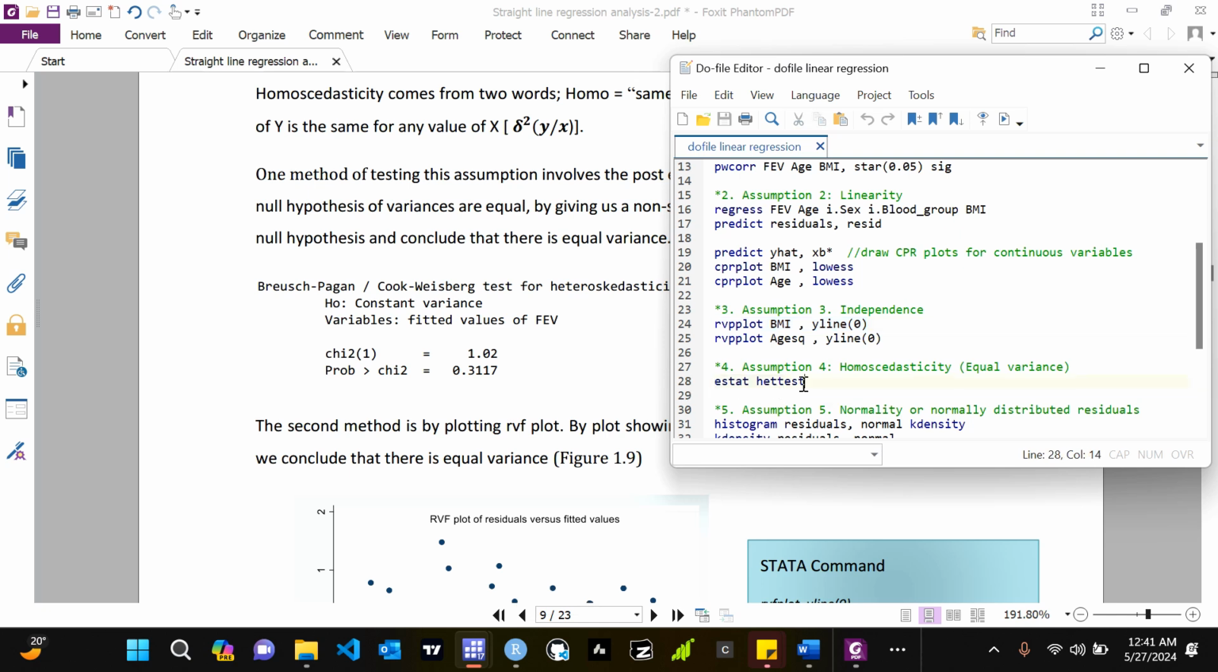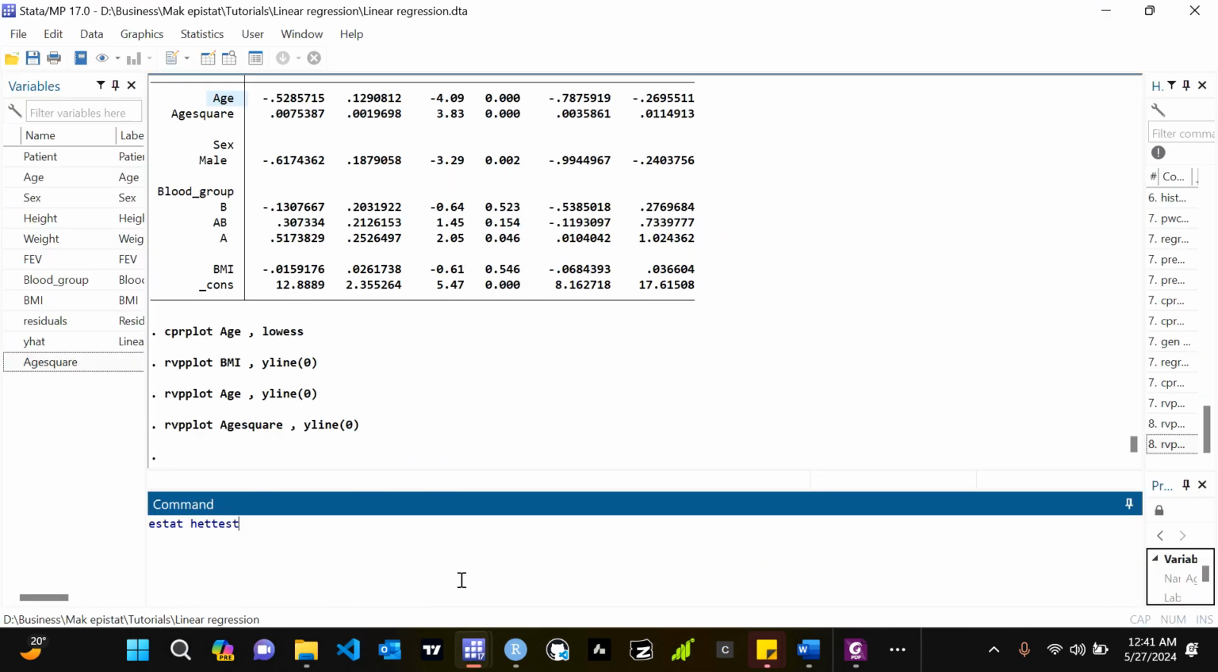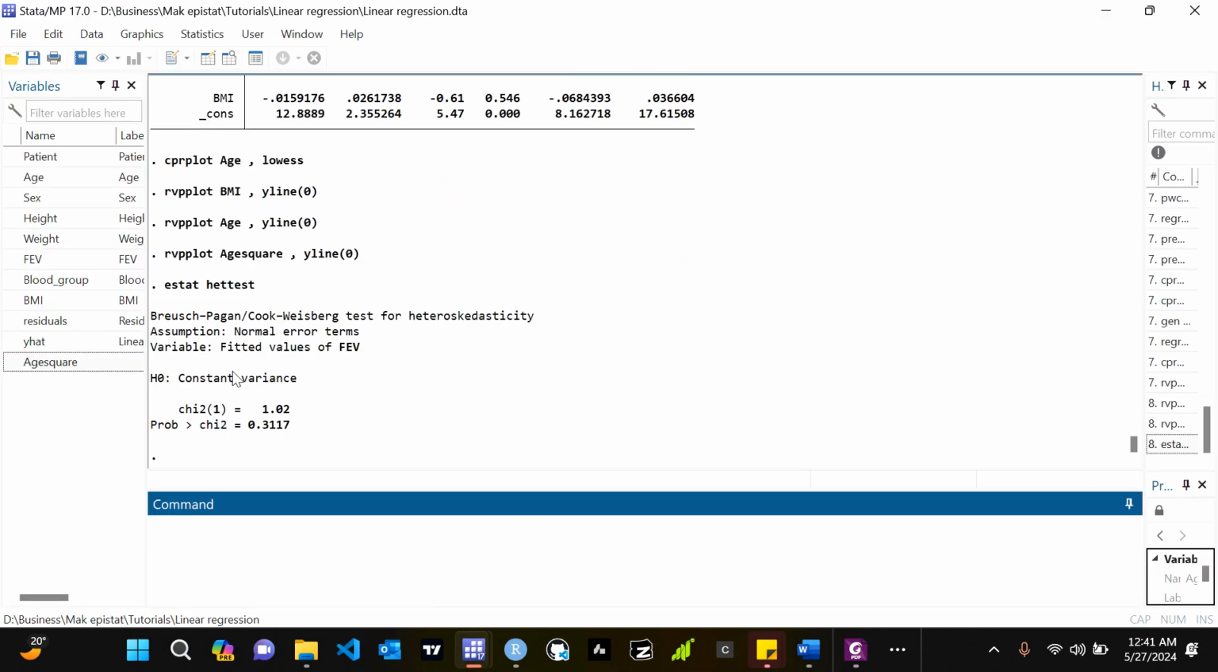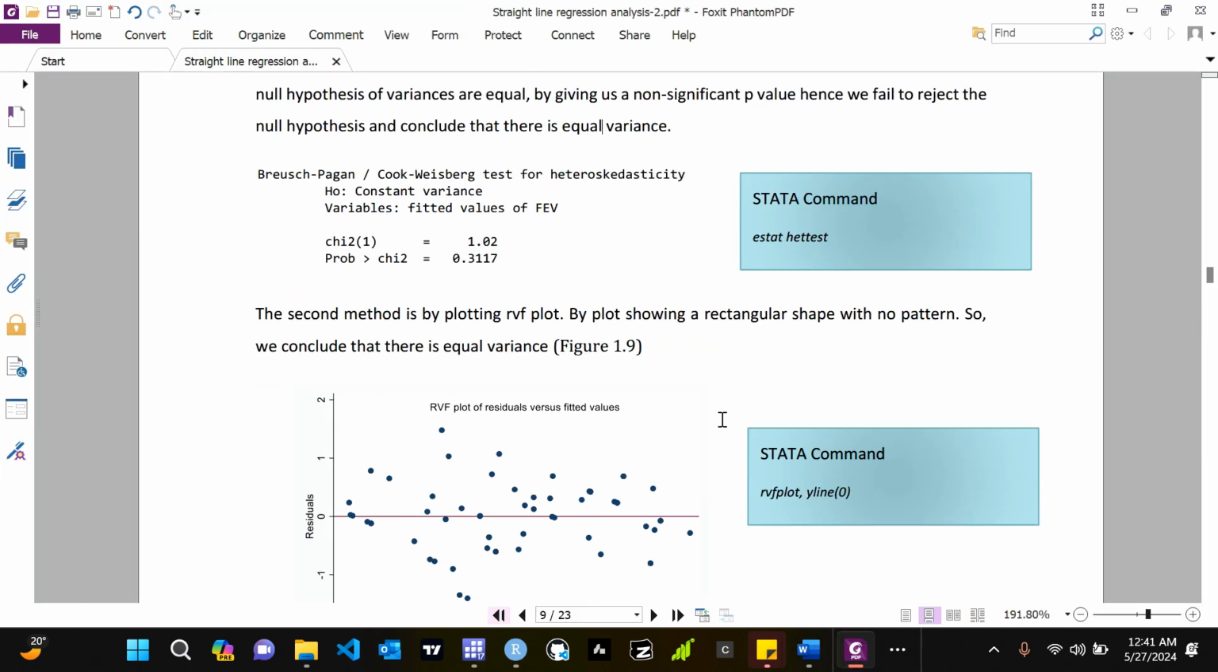So just a simple test of heteroscedasticity. These commands are within the PDF. So we see that the p-value is not statistically significant. So that means it holds.